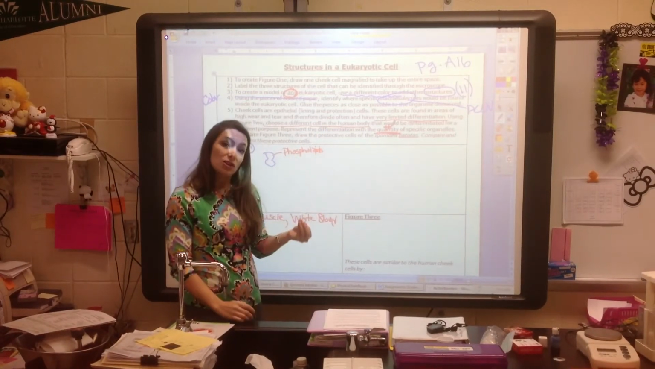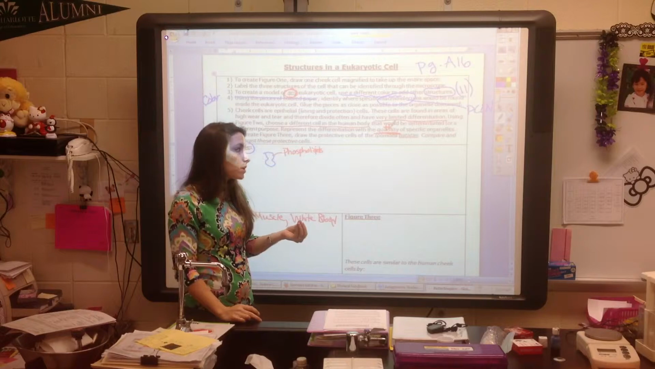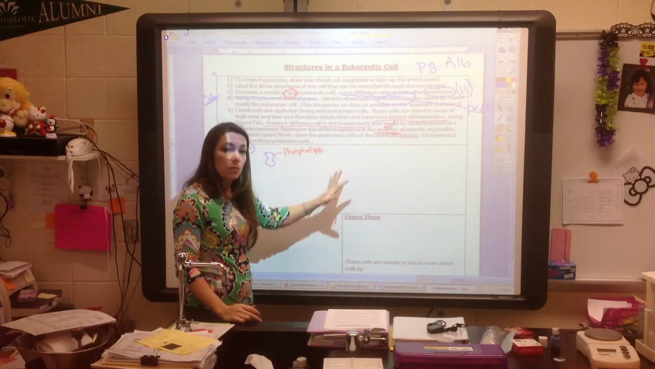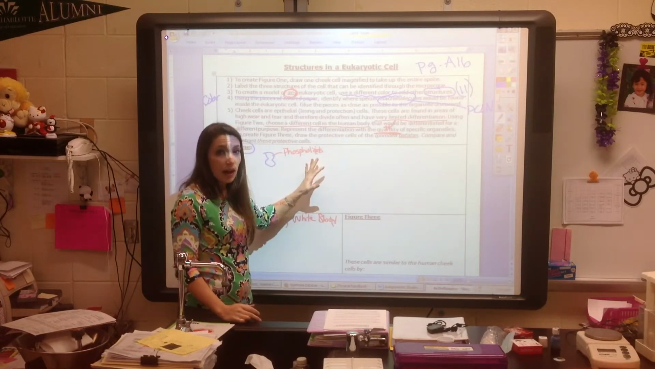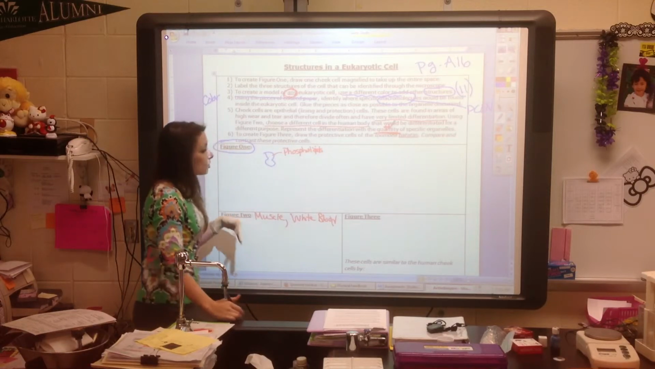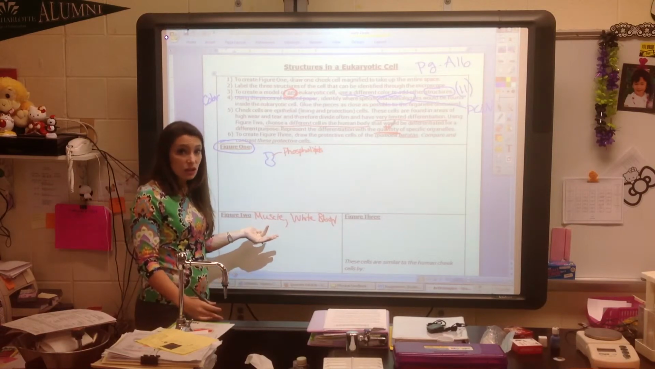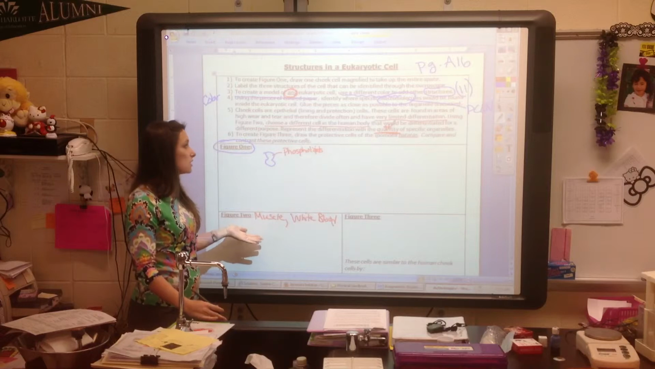So you're looking at a cheek slide under the microscope, and you're filling in what you think would be the organelles that that cheek cell would have. And then in figure 2, you're drawing your own representation of any differentiated cell.